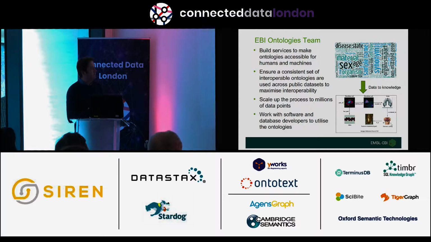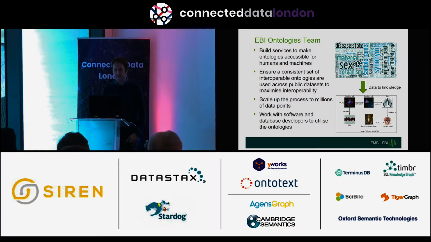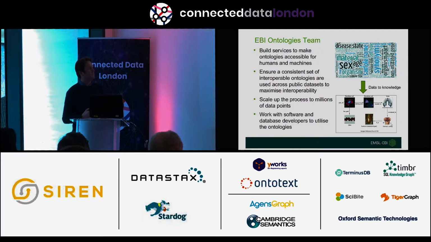And then we obviously have to find ways to really scale this up. The data is vast, and we need services and methods to be able to assign these ontology terms to the metadata at scale, and make sure that we can prioritize our curation.